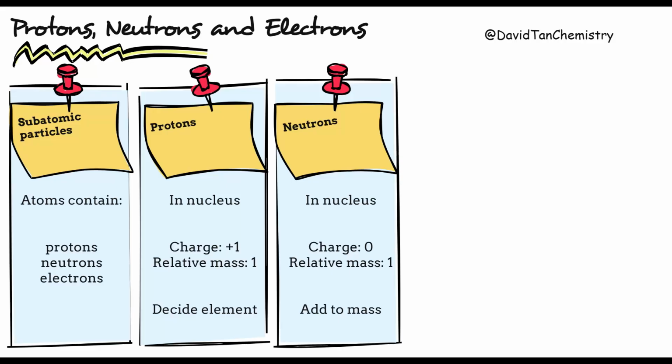Neutrons are also found in the nucleus. A neutron has no charge, so its charge is 0. Its relative mass is also 1, about the same as a proton. Neutrons do not decide the element. Instead, neutrons add to the mass of the atom. That is why mass number depends on both protons and neutrons.